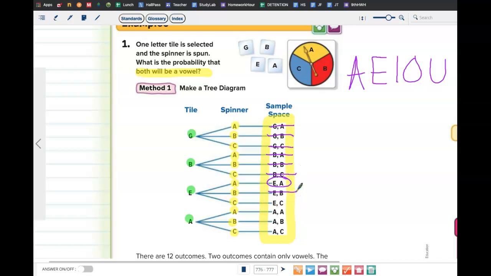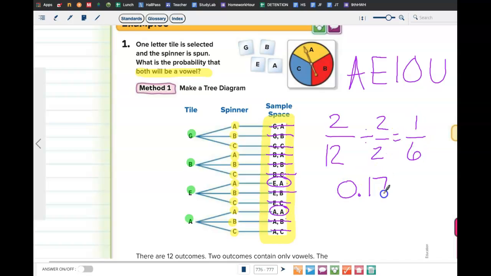B is not a vowel. C is not a vowel. A and A are vowels, so that works. A, B, nope. A, C, no. So if you look at them, only 2 out of my 1, 2, 3, 4, 5, 6, 7, 8, 9, 10, 11, 12 options are vowels. I can reduce this fraction to get 1/6, which when I type it in my calculator and round to the nearest hundredth, I get 17 hundredths and 17%.